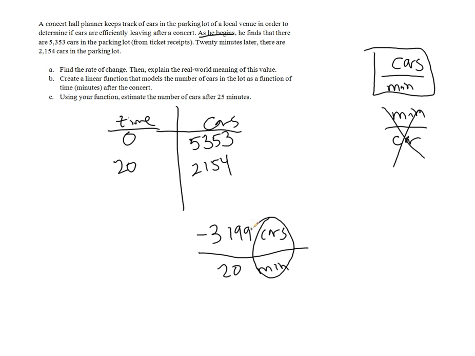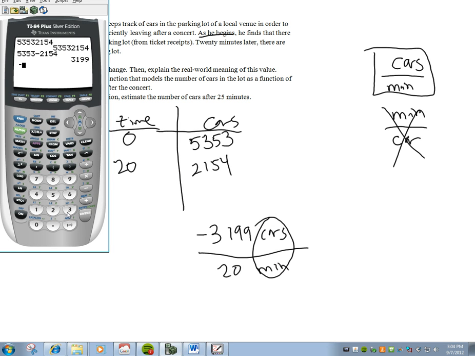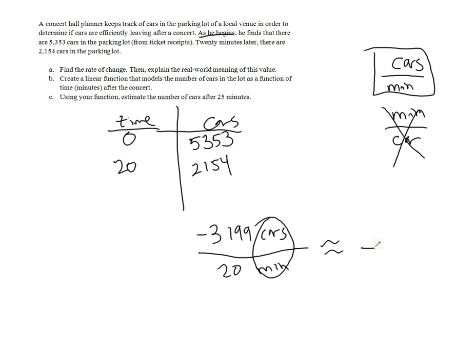So there we go. There are units, cars per minute, and negative 3199 divided by 20 minutes will give us a decrease of about 160 cars per minute.